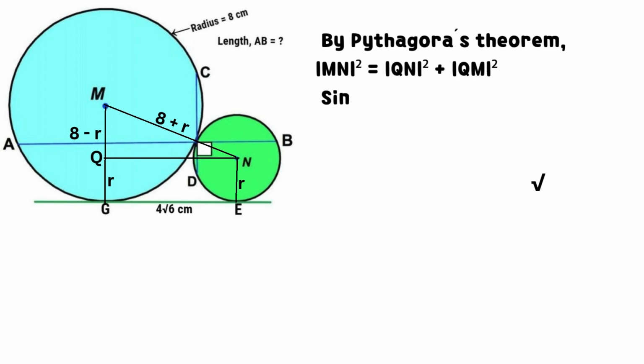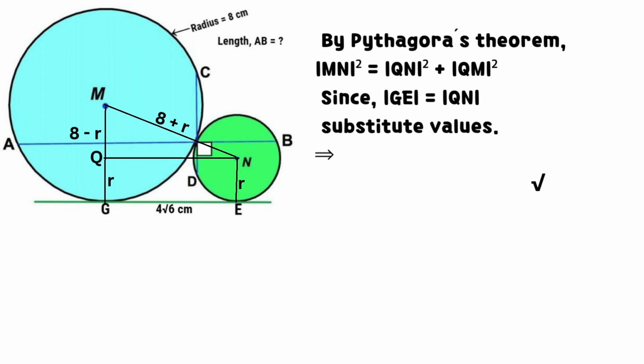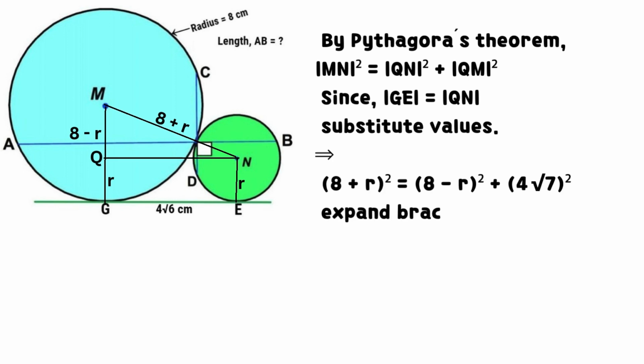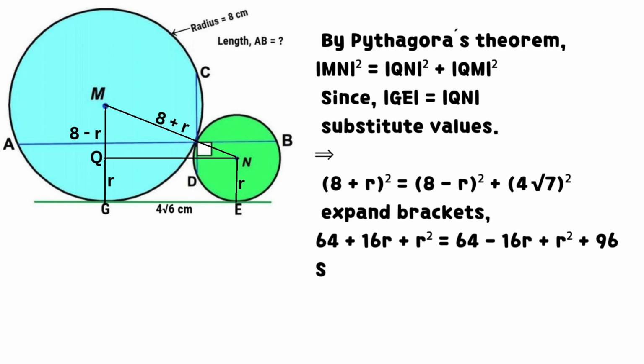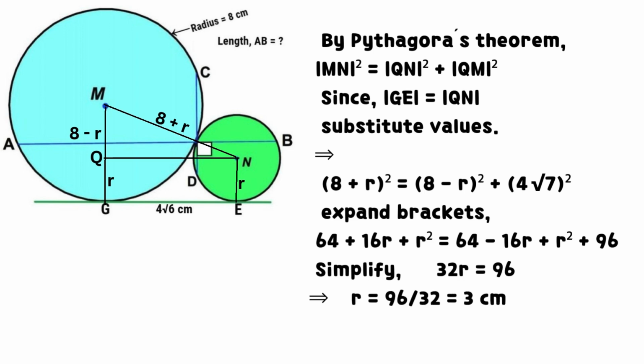By Pythagoras' theorem, the square of line MN equals the sum of the square of line QN and the square of line QM. Since line G equals line QN, substitute values. It follows that the square of the sum of 8 and small r equals the sum of the square of 8 minus small r and the square of 4 times the square root of 7.